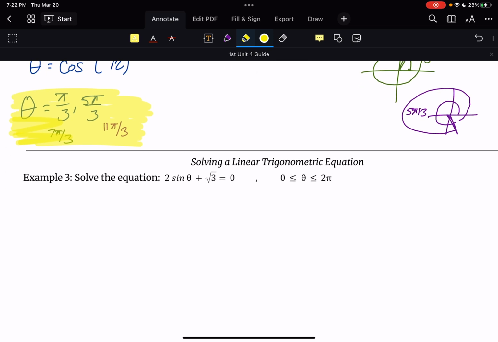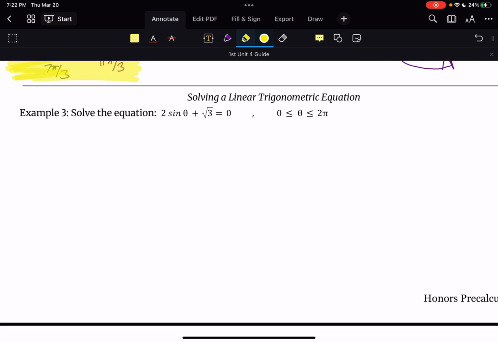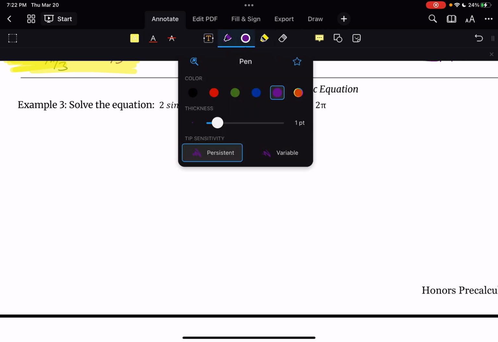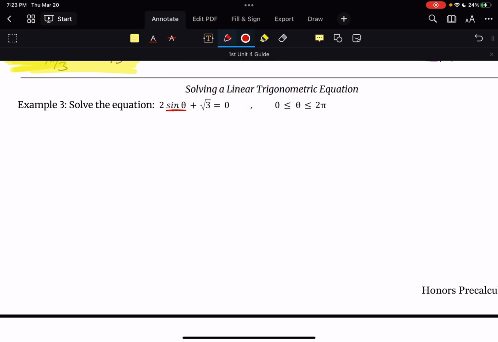Okay, so now solving an equation. I have 2 sine theta plus radical 3 is equal to 0. When you solve trig equations of this linear form, we're trying to isolate sine theta, like we get x alone. So to start, I'm going to subtract radical 3 from both sides. So I get 2 sine theta is equal to negative radical 3. And then I'm going to divide by 2. So I get sine theta is equal to negative radical 3 over 2.